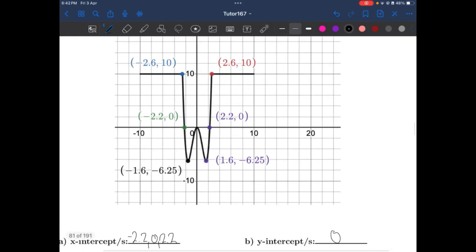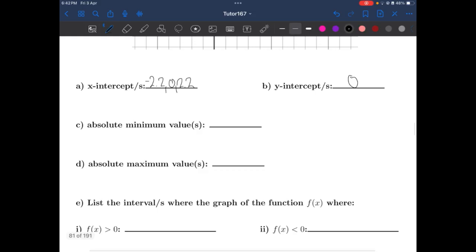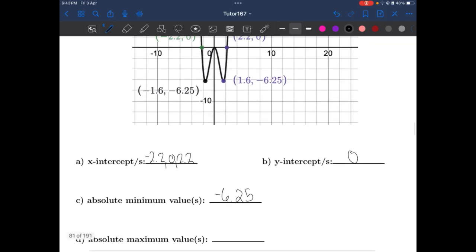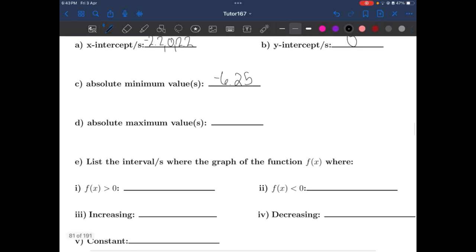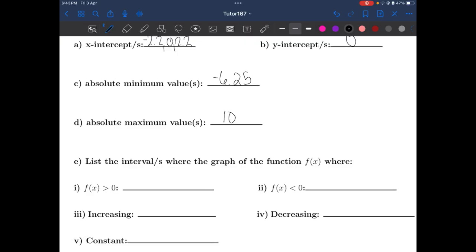Our absolute minimum value, we only have one, is negative 6.25, sorry. And our absolute maximum value is 10. We have one, that's just 10.